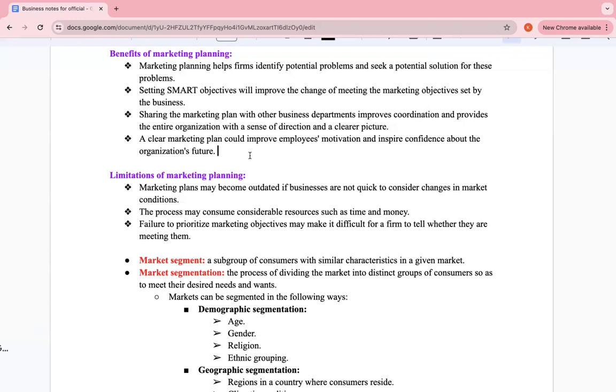A clear marketing plan can improve employees' motivation and inspire confidence about the organization's future. So again, the employees will also have this vision. They'll also have this goal. They feel like they're one with the business. They'll all feel united towards this goal, and the employee will have a sense of purpose. They'll have a sense of direction. So this will make them more efficient in their working.